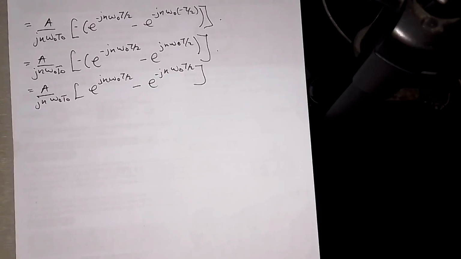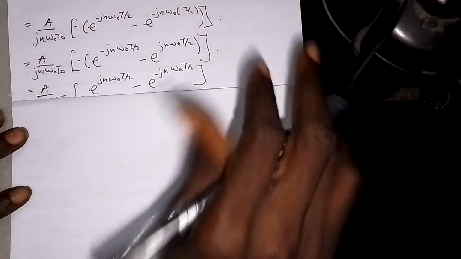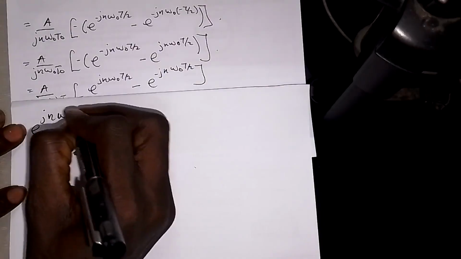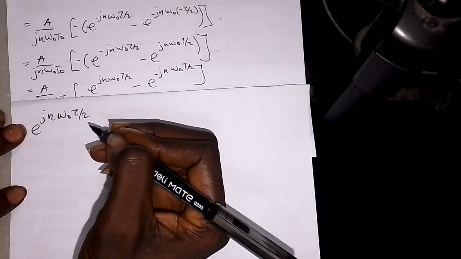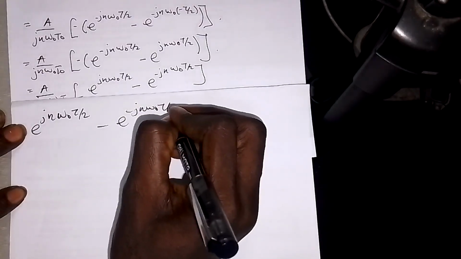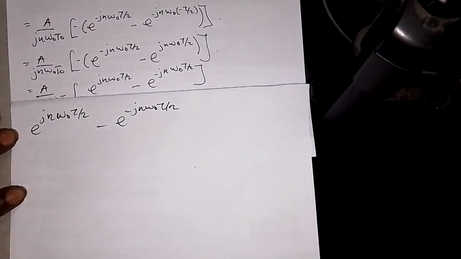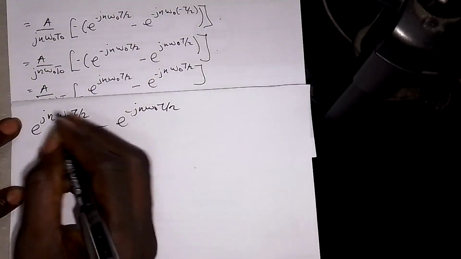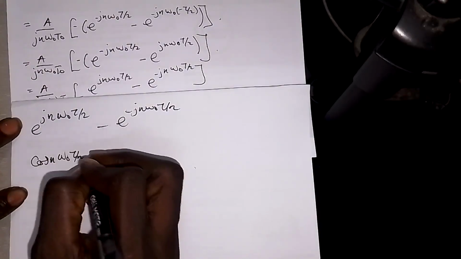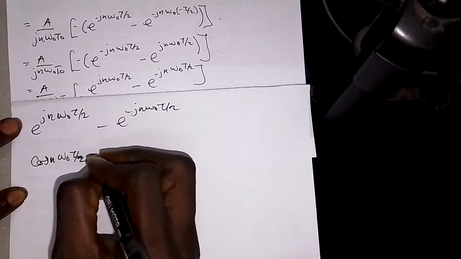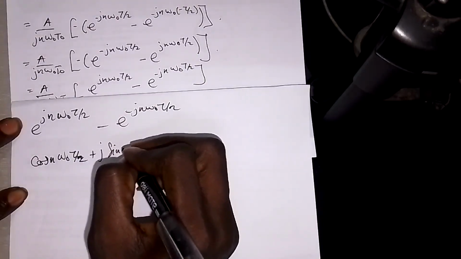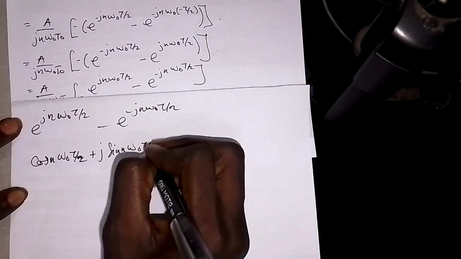What you can do there is that if you have a function which is e to the j n omega naught into tau on 2, minus e to the minus j n omega naught into tau on 2, let's say you have these functions to deal with, what you can say is that this one is equal to cos n omega naught tau on 2 plus j sine n omega naught tau on 2.